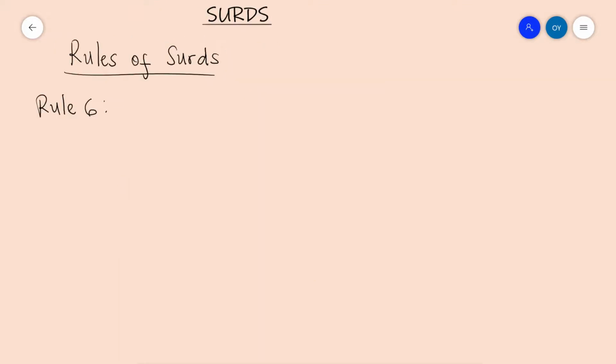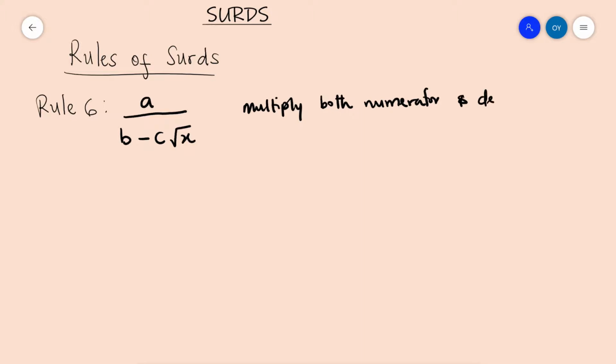Number 6, we have a over b minus c root x. This is similar to the previous rule, that's rule number 5. So here, to rationalize, you multiply both numerator and denominator by b plus c root x.